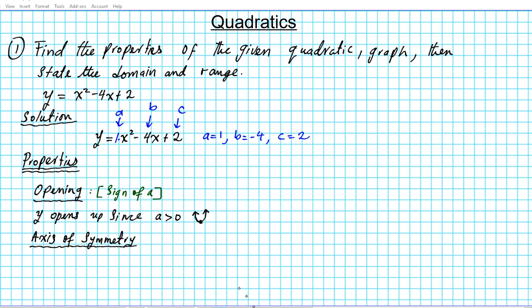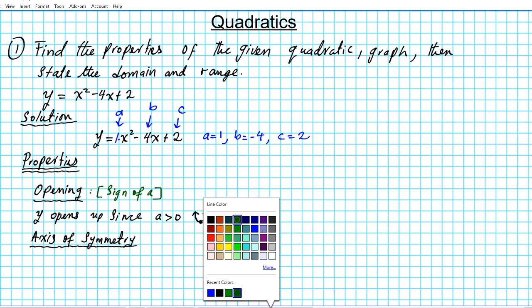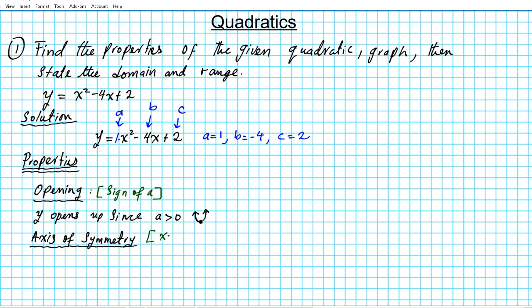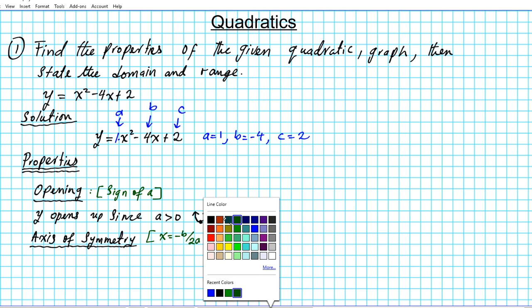So how do we find the axis of symmetry? To find it, we're going to use the formula x equals negative b over 2a. This can be derived from the quadratic formula. If you take the average of the two roots of the quadratic formula, you'll end up with this equation for the axis of symmetry, because the axis of symmetry is always right between the two roots of a quadratic function.